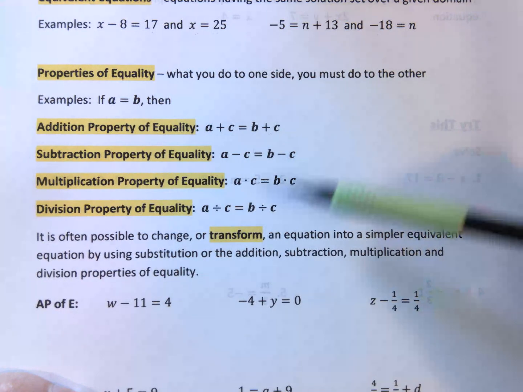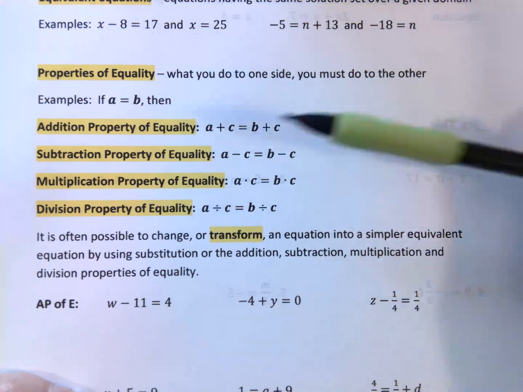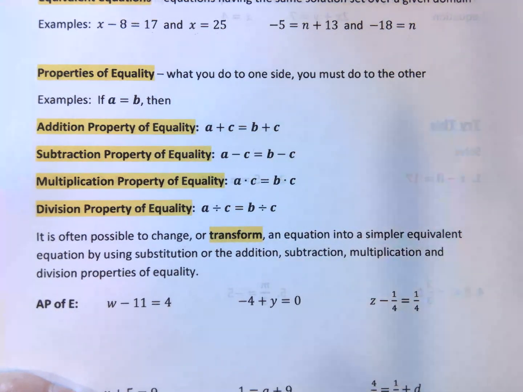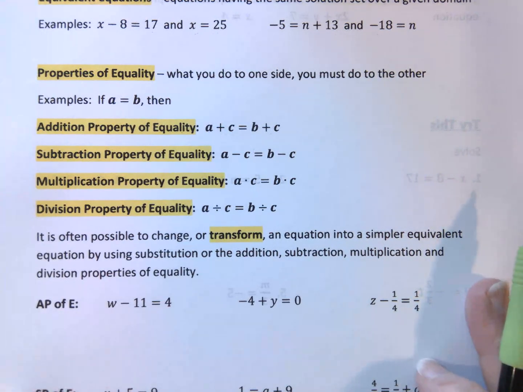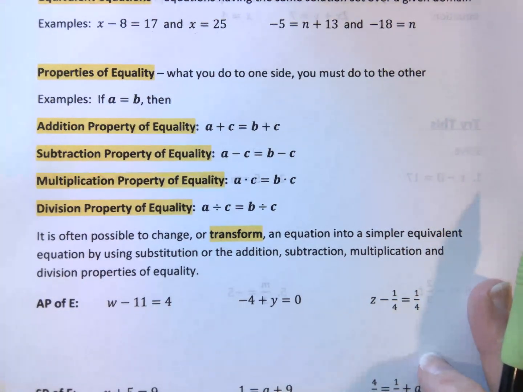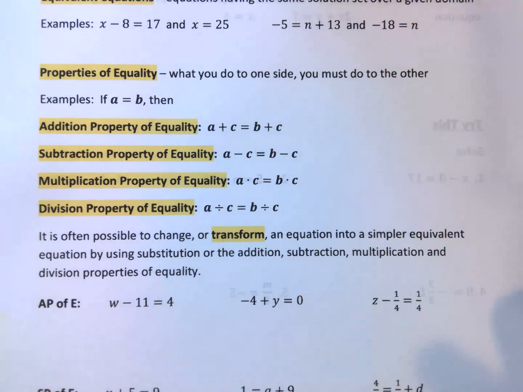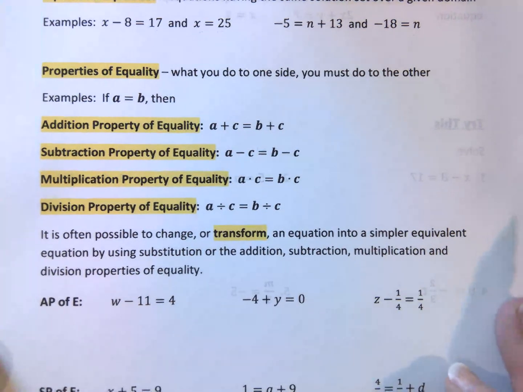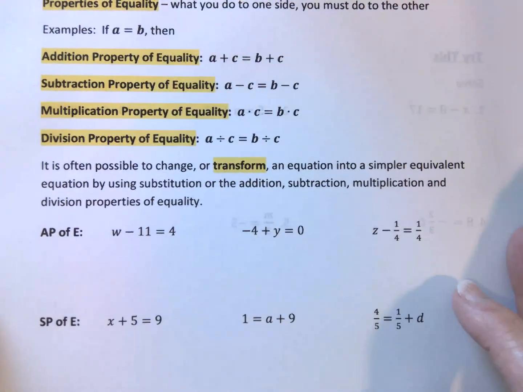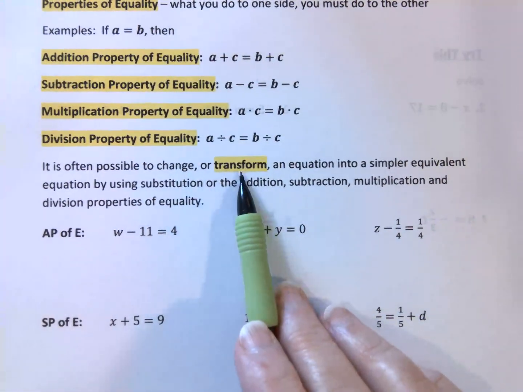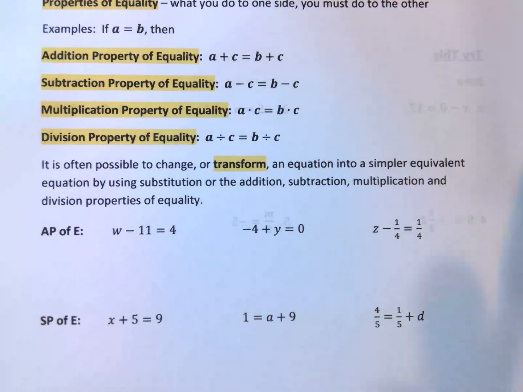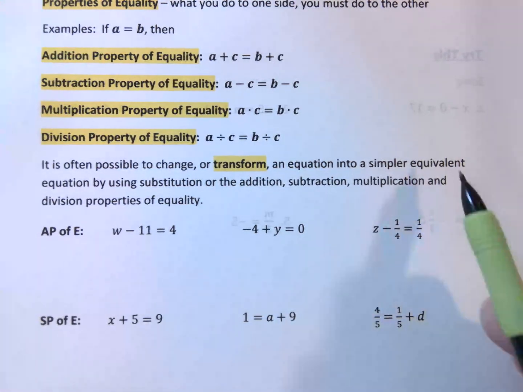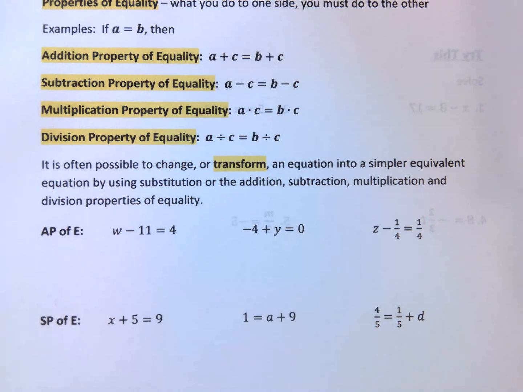Okay, so these are things that you already knew you could do. These are just the names of the properties that allow you to do them. So they're all properties of equalities. Whenever you hear something that talks about a certain property of equality, know that it has to do with solving an equation. It is often possible to change or transform an equation into a simpler equivalent equation, which is what we do when we solve, by using substitution or the addition, subtraction, multiplication, and division properties of equality.